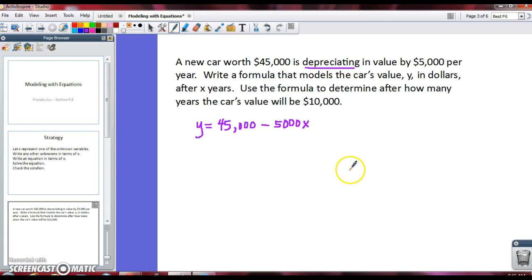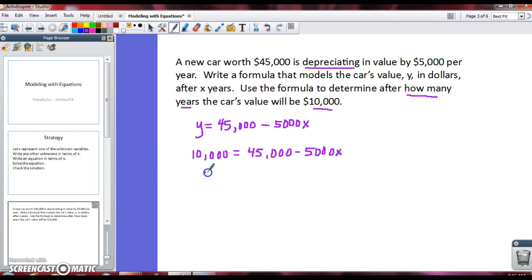That's our formula. And now it's saying to use the formula to determine after how many years the car's value will be 10,000. So it's telling us what we're actually looking for. We're trying to determine after how many years. So we're solving for x. We know that the car's value is going to be $10,000, and we just want to know after how many years it's actually worth 10,000. So I'm solving this equation for x. Very basic, straightforward linear equation solving.